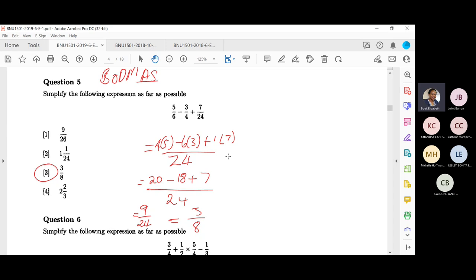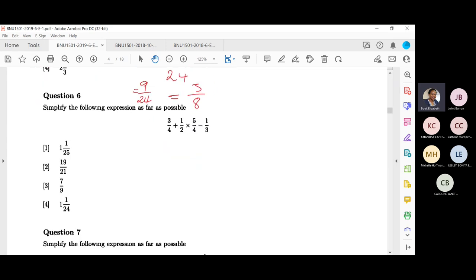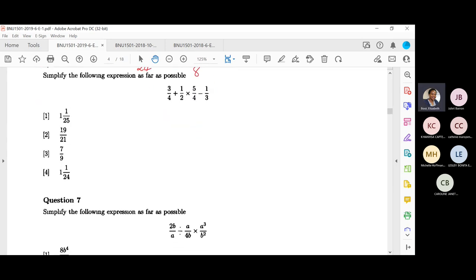Okay, so let's move on to the next fraction. I'm going to have to let you do this one on your own, and then we can check if our understanding is correct.